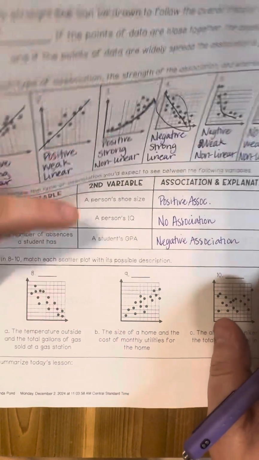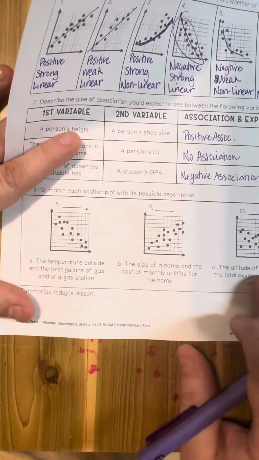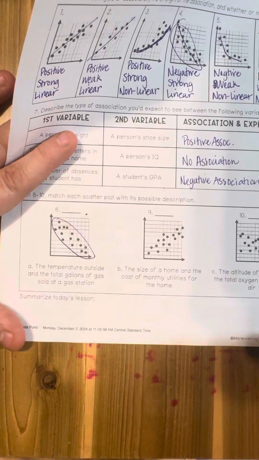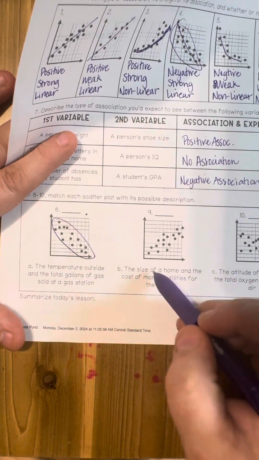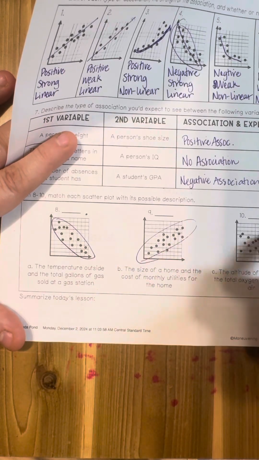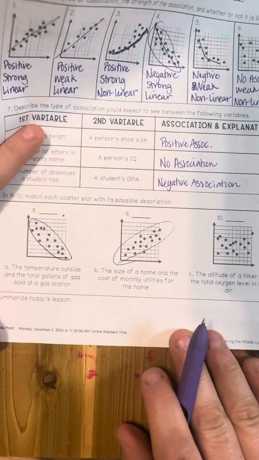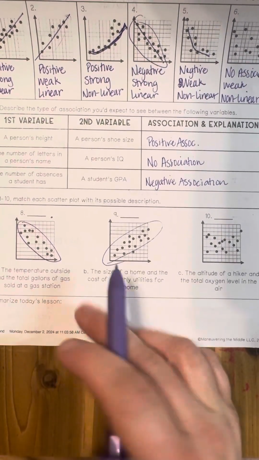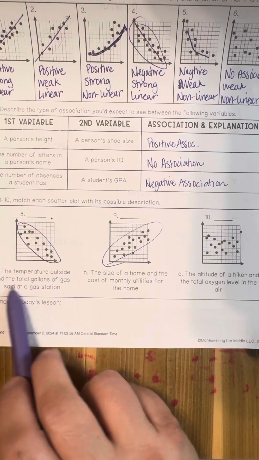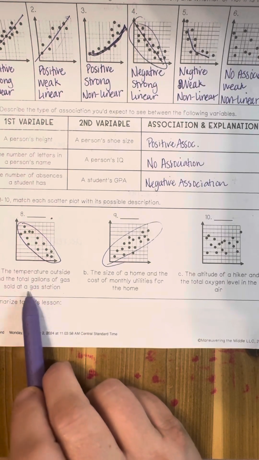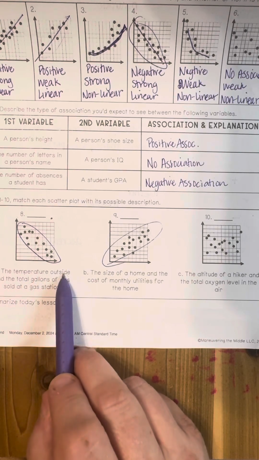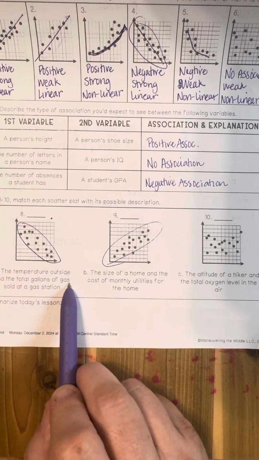All right, lastly, we're going to match these three, okay? So here I see it's going downward. This one is going upwards, and this one's kind of scattered all over the place, okay? Now I have A, B, and C to match. A says the temperature outside and the total gallons of gas sold at a gas station. Is there a relationship between the temperature outside and how much gas is bought?